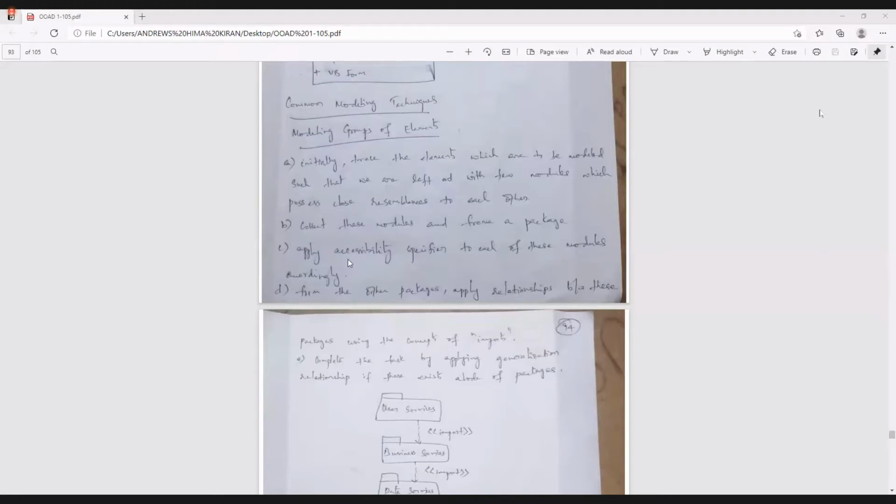Next, apply accessibility specifier to each of these modules accordingly. Accessibility specifier, in turn, is considered to be the visibility marker. The meaning of accessibility specifier is the visibility marker. How many visibility markers are there? Can anyone respond in the chat box? My question is, how many visibility markers are there?